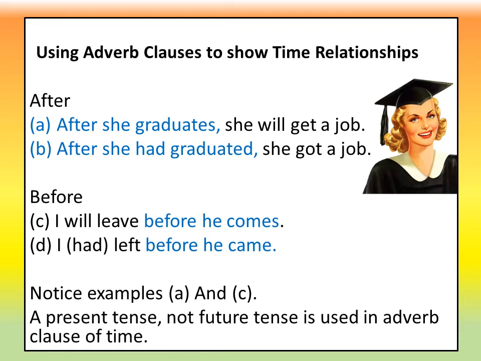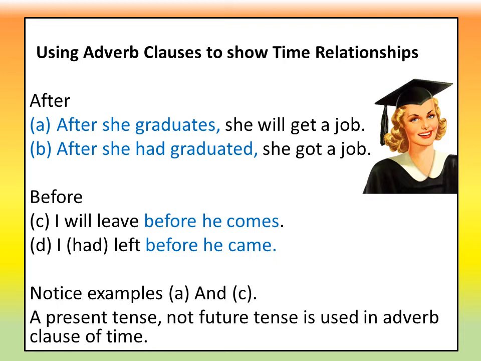Now C. I will leave before he comes. And then D. I had left before he came. Now, in here, why don't we need to use a comma? Yes, we don't need a comma because we put the adverb clause at the end of the sentence.